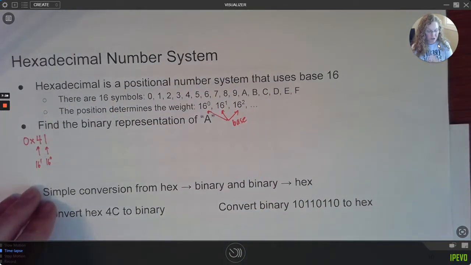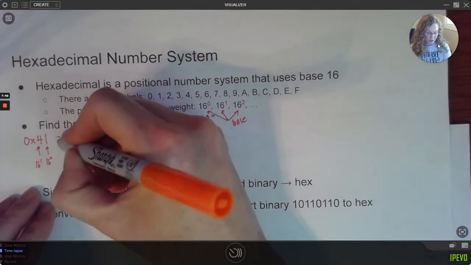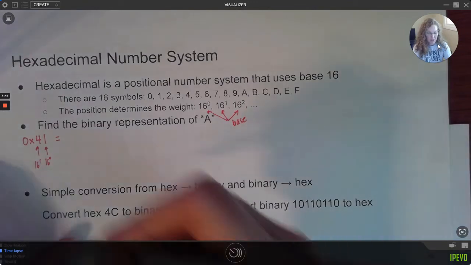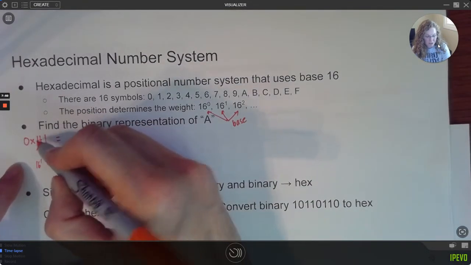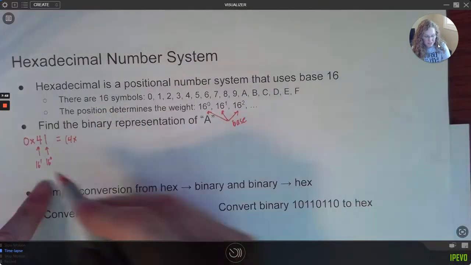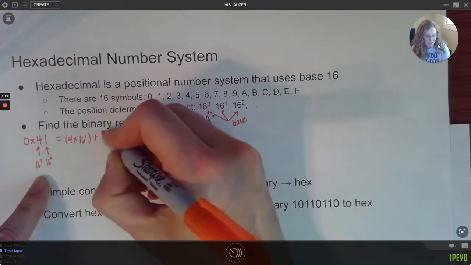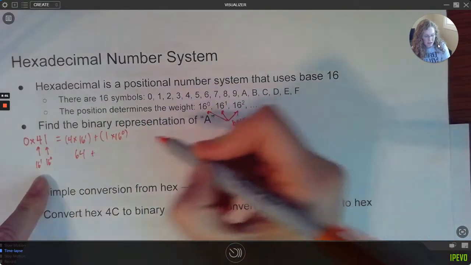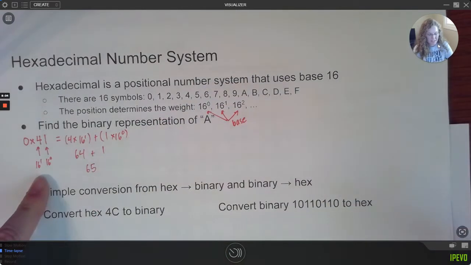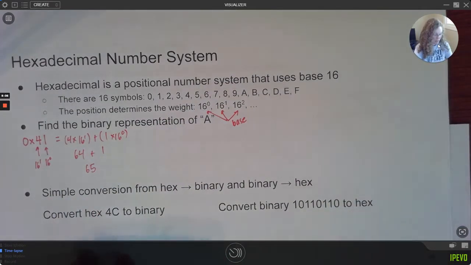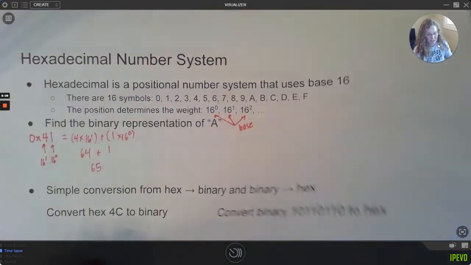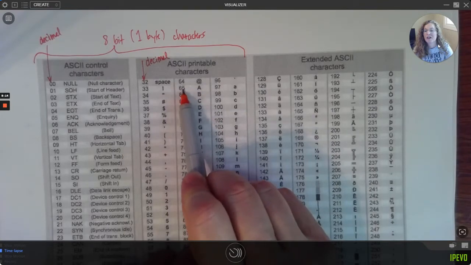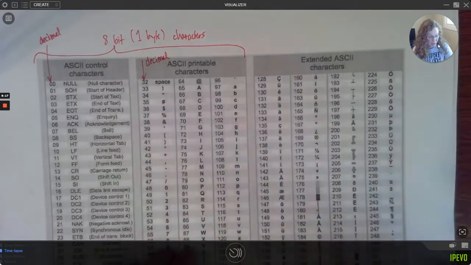Now, if I wanted to convert this to a decimal number, I can do this the same way that I've converted other numbers, like in base 2. So this would be a character that represents a value of 4 times its place value, which is 16 to the first, and then 1 times 16 to the 0. So this is 64, and this is 1, so that would be a decimal value of 65. And notice in this table that gives us decimal values that A has a decimal value of 65.